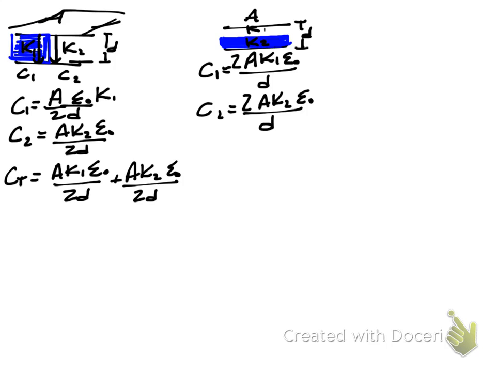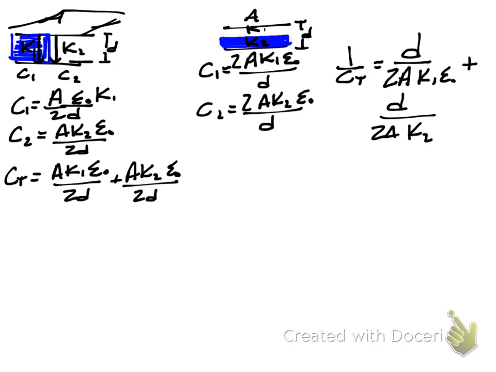But since we're in series this time, we have to go through the region containing the first dielectric, and we have to go through the region containing the second dielectric. When we get the total capacitance, it's 1 over the total capacitance equals D over 2A dielectric constant 1 times epsilon naught. Nope, ran out of room. Plus D over 2A times dielectric constant 2 times epsilon naught. And then you could add those together and find a common denominator, simplify, and then flip the whole thing over. But that's what you would do with a parallel plate that way.